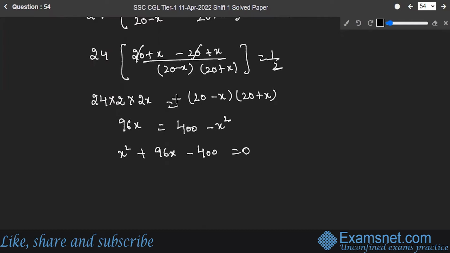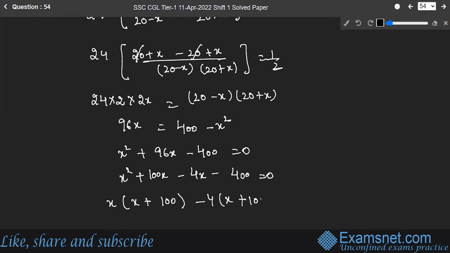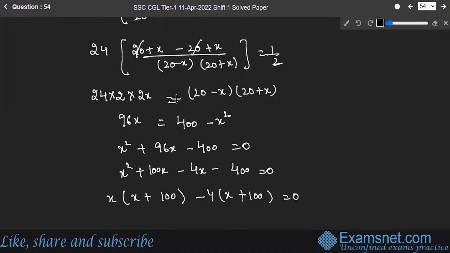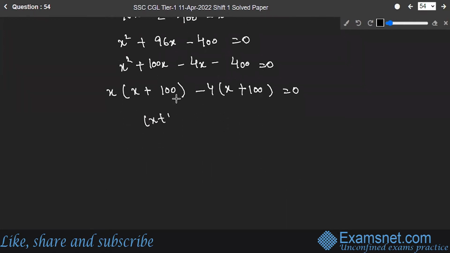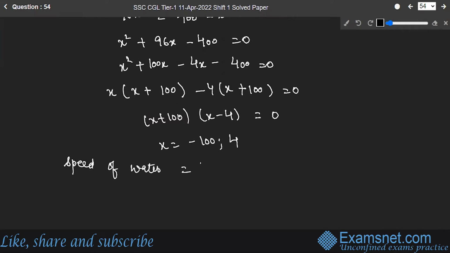Right. So this is a quadratic equation. Let's see the factors. This will be 100x and minus 4x, minus 400 is equal to 0. I'll take the x common. So x plus 100 minus 4 times x plus 100. Again, this is equal to 0. So this will be x plus 100 into x minus 4 is equal to 0. That means x will be either minus 100 or 4. Of course, you can't have the negative value for the speed. Therefore, speed of water is equal to 4 kilometers per hour.